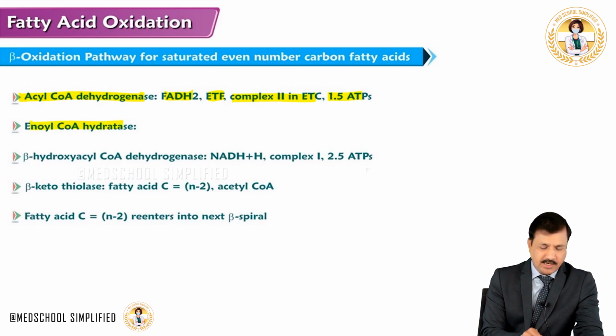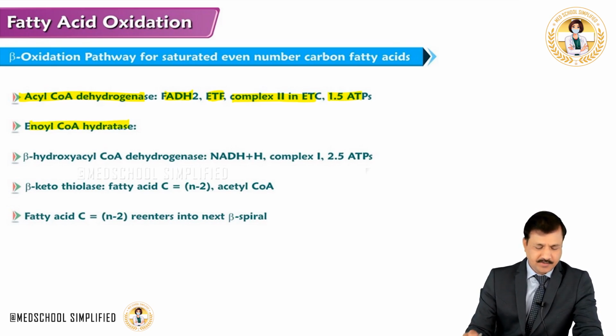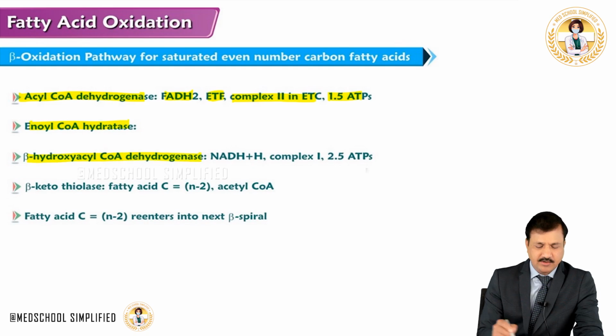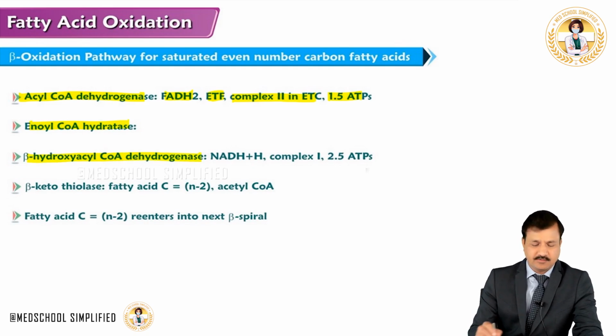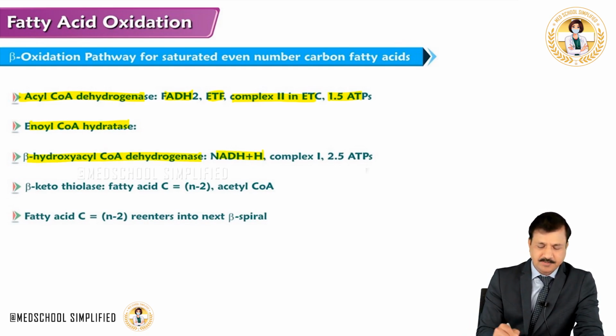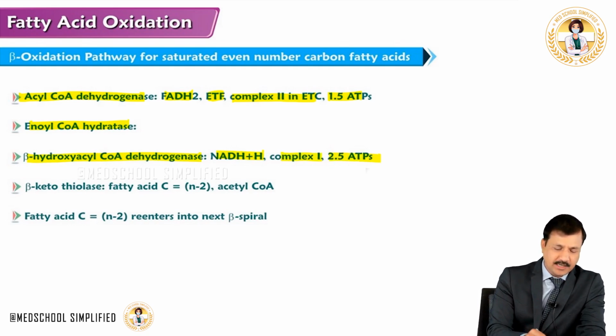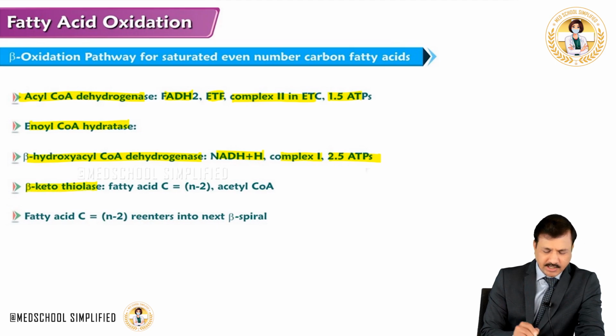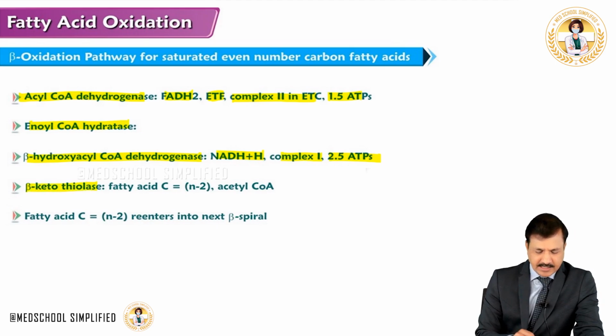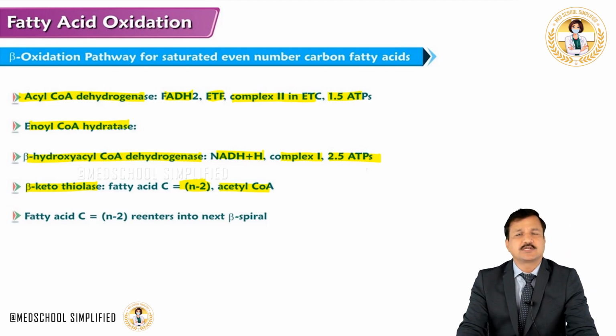Then enoyl-CoA hydratase is the second reaction, and beta hydroxyacyl-CoA dehydrogenase is the third reaction, where you get NADH plus H plus, which enters complex 1, and you get 2.5 ATP there. In the beta ketothiolase reaction, the fatty acid is shortened by 2 carbons, releasing acetyl-CoA, and the fatty acid of length N minus 2 enters the next beta oxidation spiral.